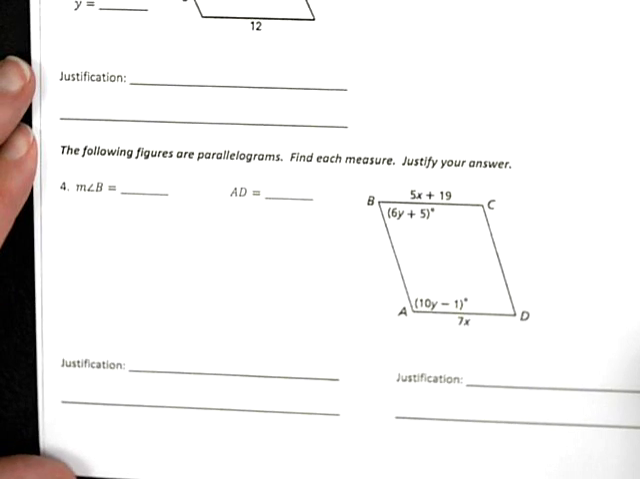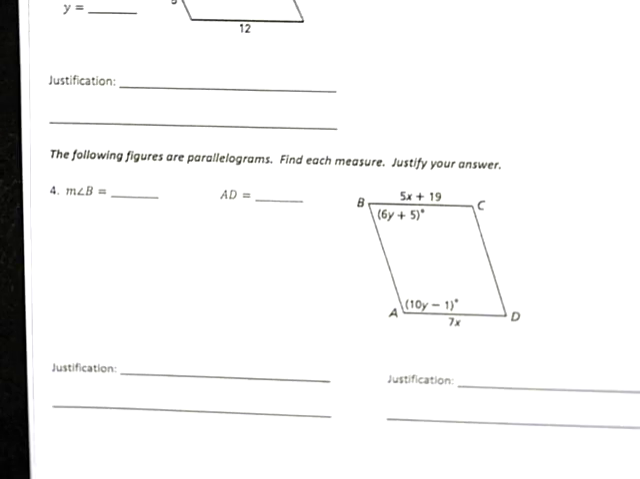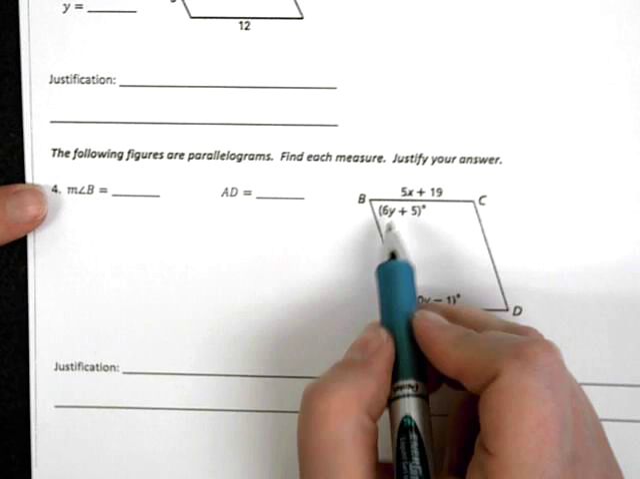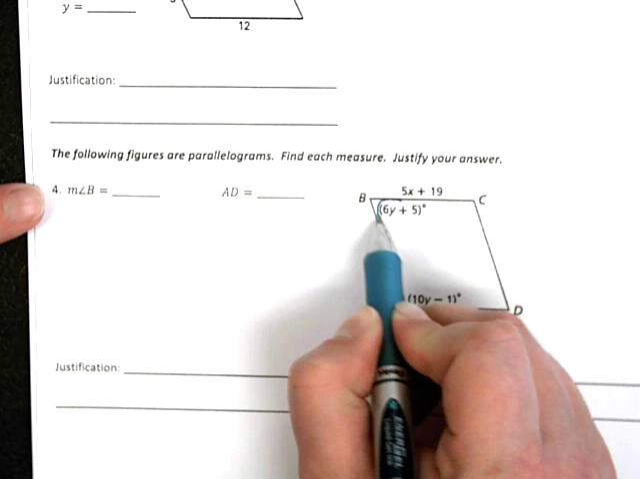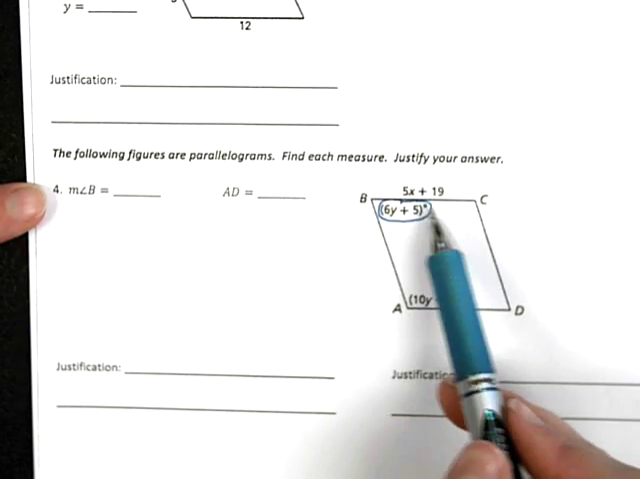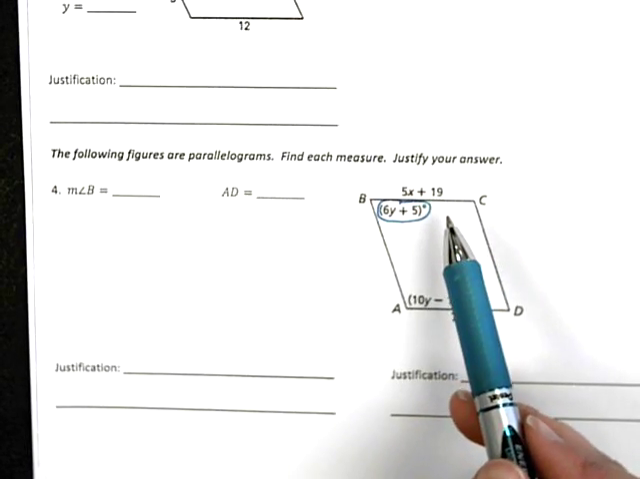So, question number 4. Okay, the following figure is a parallelogram. Find each measure and justify your answer. So we need to find angle B first. So if we take a look, we know that angle B is this 6y plus 5. Okay, this 5x plus 19, that's a segment. That's not going to help me at all.